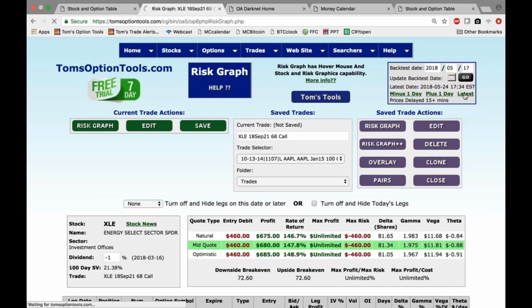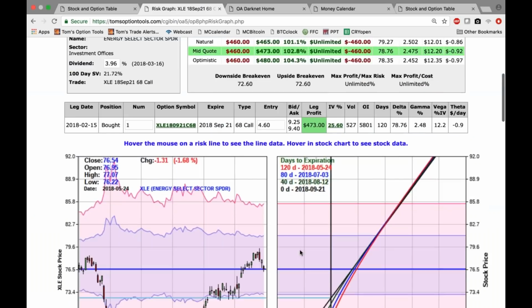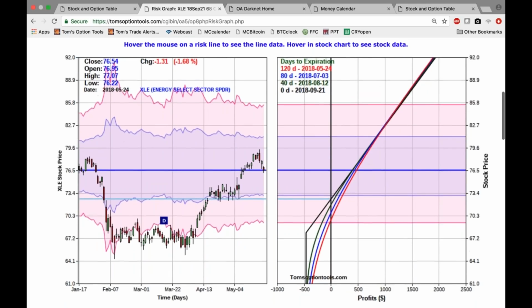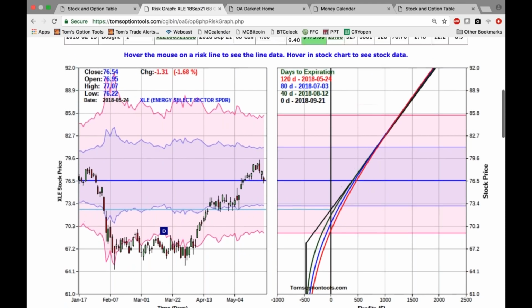Where are we at today? Click latest. That takes me to today, and it's actually dropped back a bit. And you can see what's happened here is it started to pull back. So when do you get out of a position? I get out of half of the position if it doubles in value. This doubled in value a couple weeks ago and then got better. Now it's dropped back a little bit since then.